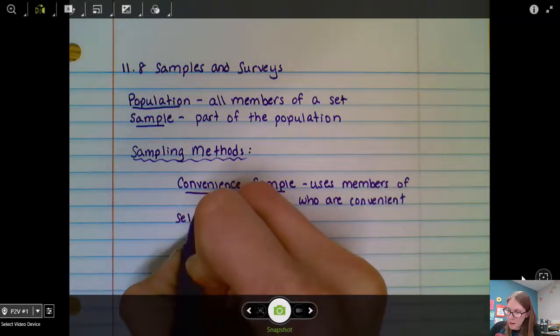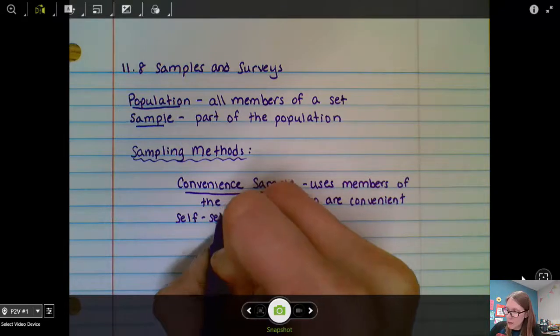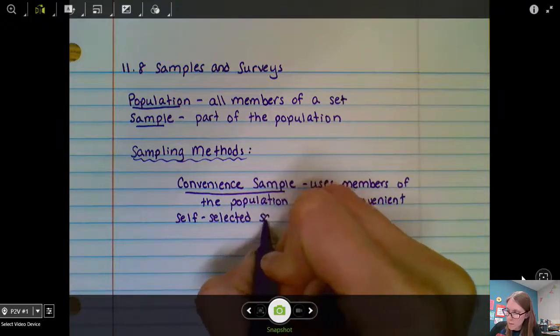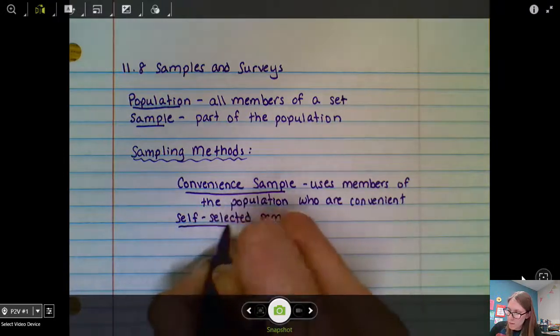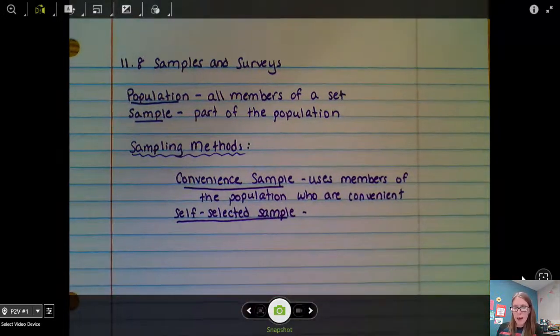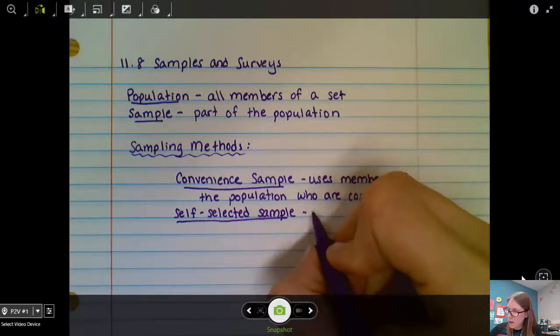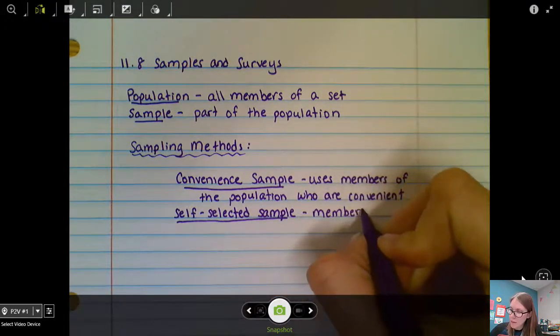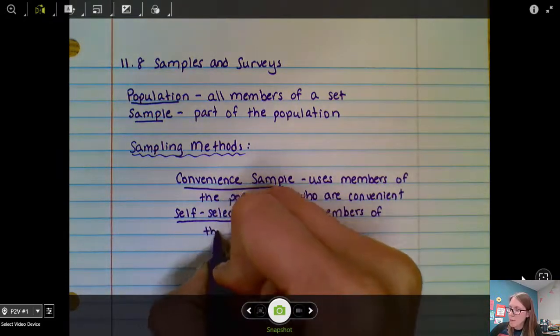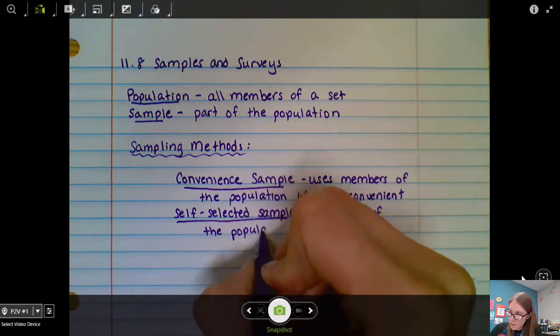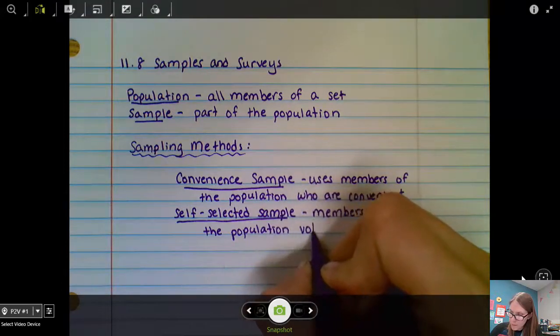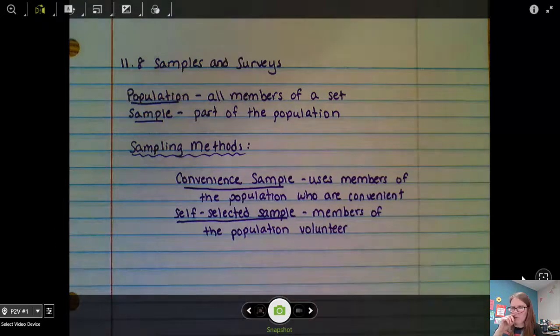Our next type is a self-selected sample. A self-selected sample means that members of the population volunteer. If we had an announcement like, hey, there's a survey on Senior's website, feel free to go and complete the survey, that would be a self-selected sample because people are choosing whether they are going to do the survey or not.